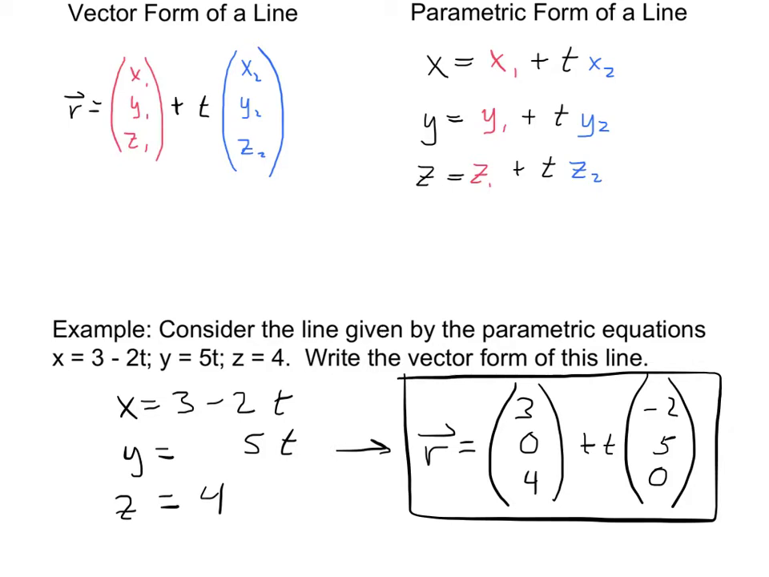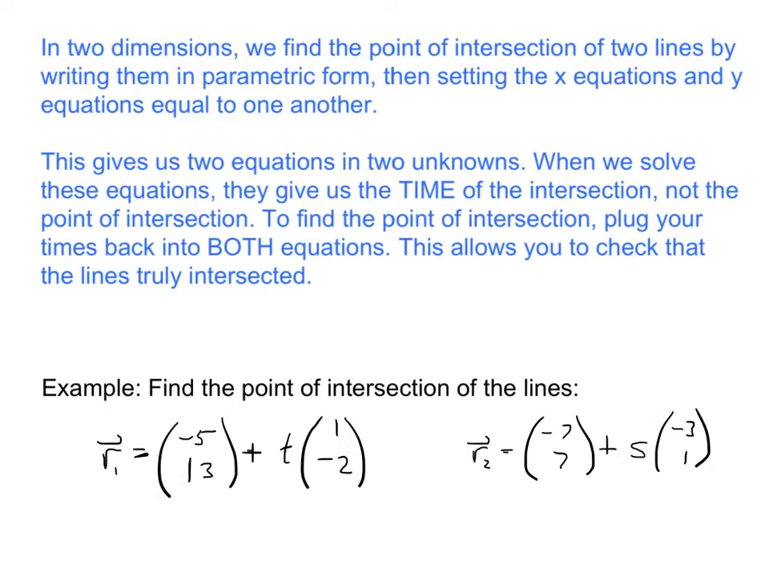Okay, so converting between the two of them is very easy. The thing that takes a little bit more work is the actual intersection of the lines. And I'm going to do two different parts for this, in 2 dimensions and in 3 dimensions. So in 2 dimensions, we find the point of intersection by writing them in the parametric form, and then you're just going to set the x equations equal together and the y equations equal to one another. Doing that will give you 2 equations and 2 unknowns. And when you solve those equations, and this is the important part, that's not the point of intersection, that's the time of the intersection. To find the point of intersection, you plug that time back in, and that'll allow you to check that they intersected, and it'll allow you to find the point of intersection. So I have an example of that below. We'll go through this now.